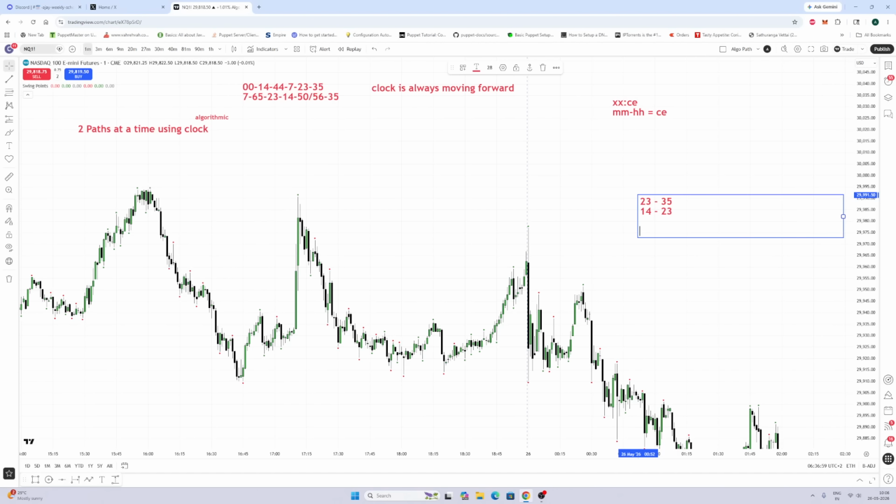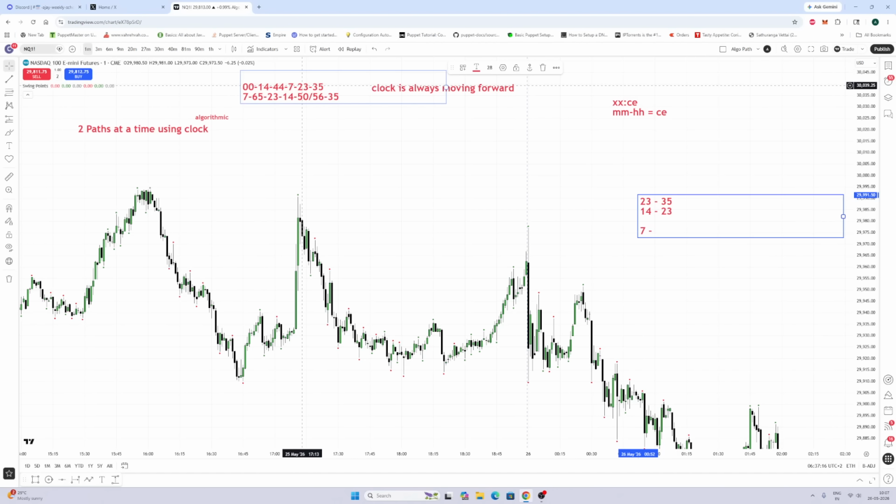So if I ask you where will 7 go, right? Think from a clock perspective. You are at the 7th minute. So the 7th minute will not go to 65 immediately. The 7th minute will not go to the 44th minute, right?